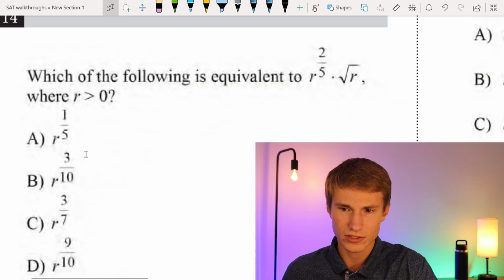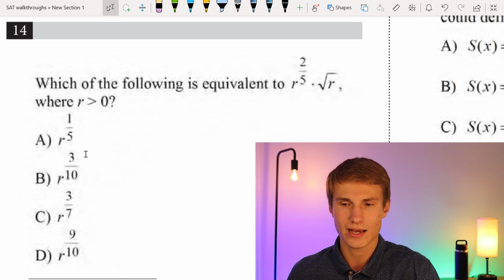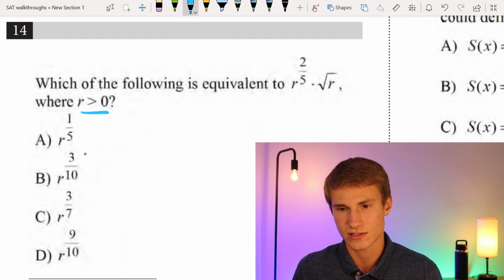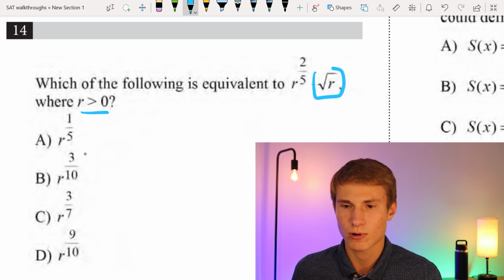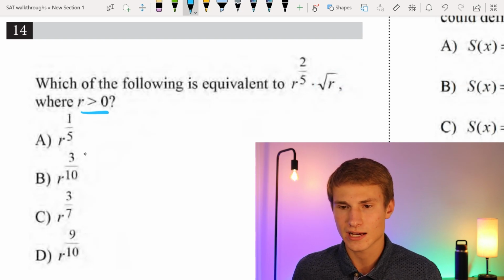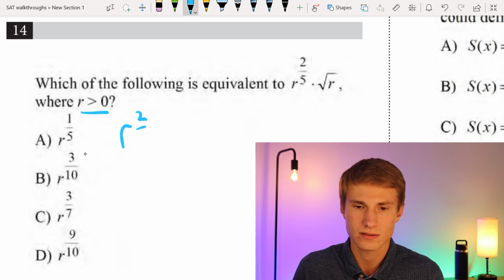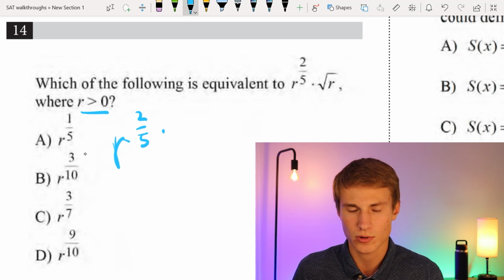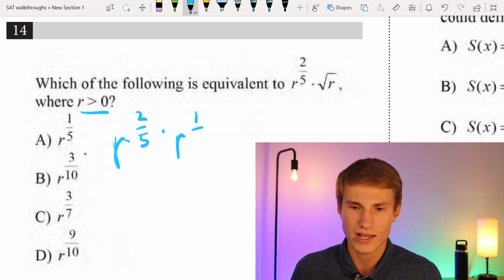Which of the following is equivalent to r to the power of 2/5 times the square root of r, where r is greater than 0? Key thing we want to do here is rewrite the square root of r to give it its exponent. So we're going to have r to the 2/5 times, and let me rewrite that r so it's more clear that that's an exponent, multiplied then by r to the 1/2.